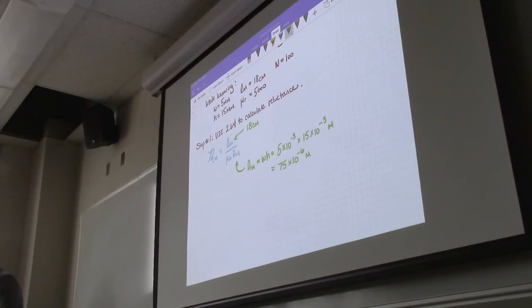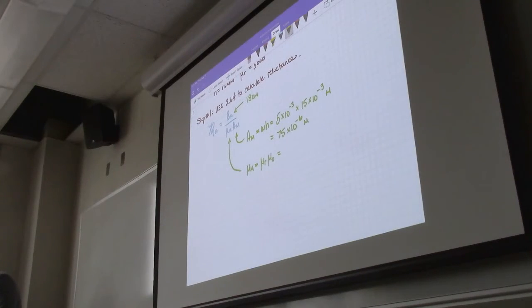Okay, and then the permeability, mu m, is going to be equal to the relative permeability times the permeability of air, which is 5,000 times 4 pi times 10 to the negative 7 henries per meter.